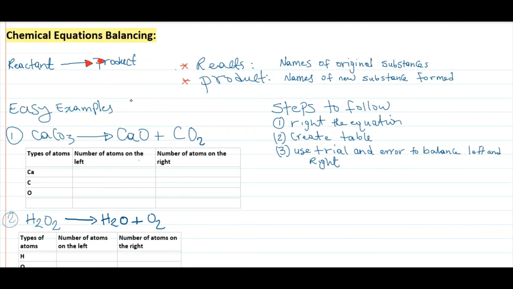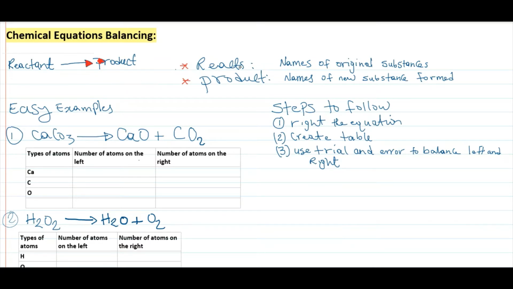Today we'll be looking at balancing chemical equations. A chemical equation will normally look like this: a reactant forming a product. So this is in word form. A reactant is the chemical that's starting the reaction, and the product is the new product that's formed.